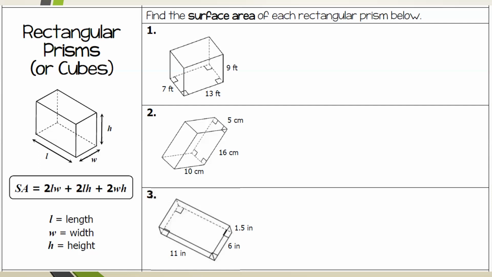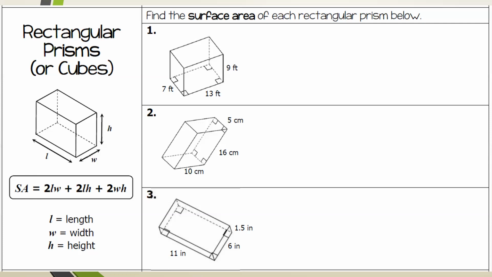Okay, and now let's just for a second talk about what surface area is. Surface area is the area of all of the surfaces added together. So in your rectangular prism, that is made of 6 rectangles. The length times the width represents the bottom. The area of the bottom is the same as the top, which is why it's being multiplied by 2.